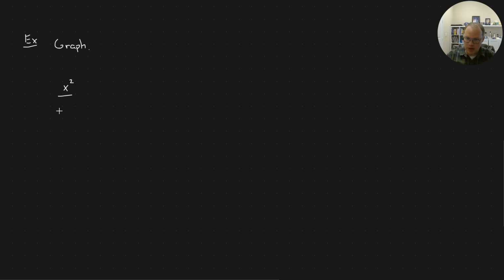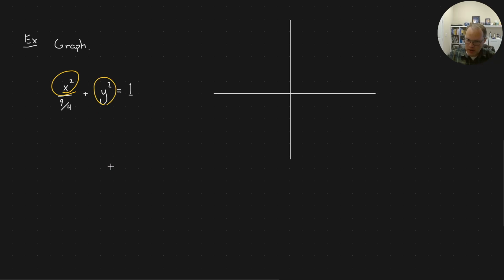One more example, real quick. Let's not make it too hard. Let's do x squared over 9/4 plus y squared equals 1. Okay, so this one looks maybe a little different, but we're going to approach it essentially the same way. Okay, it is an ellipse. I have x squared, I have y squared, and they're both positive, right? So since they're the same sign, I'm dealing with an ellipse.